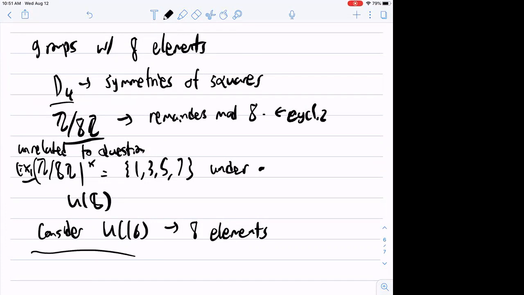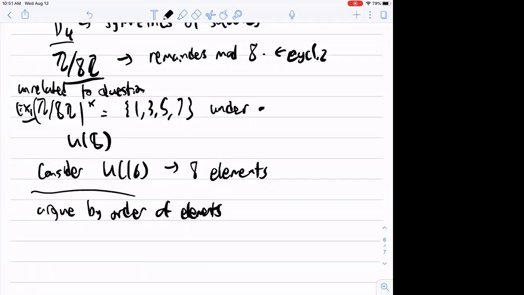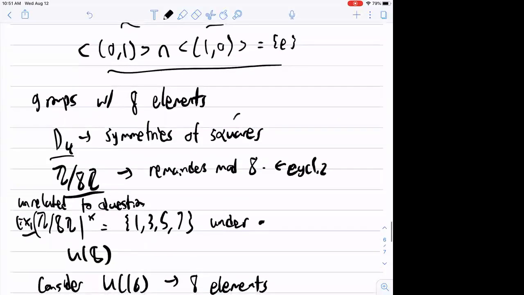And then here, what I suggest you do is maybe argue by order of elements. Here, I believe, reflections are order 2, because if you reflect and reflect, you get the same thing back. So you have 4 reflections, order 2.